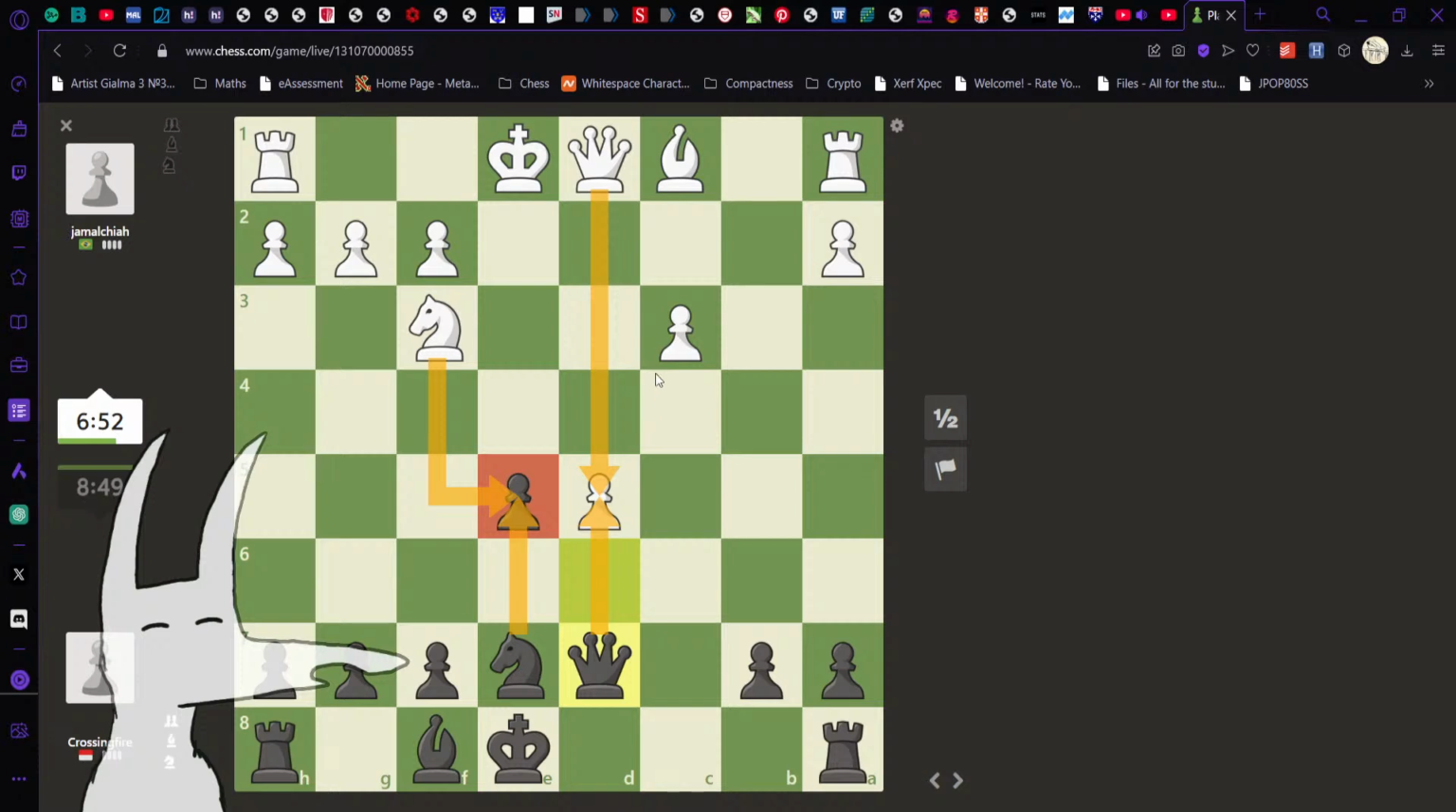Takes, queen takes, knight takes. This is hanging. I think I have the better pawn structure in the end, because that C pawn should be a nice target for me.